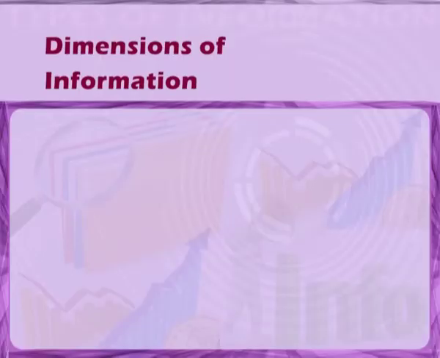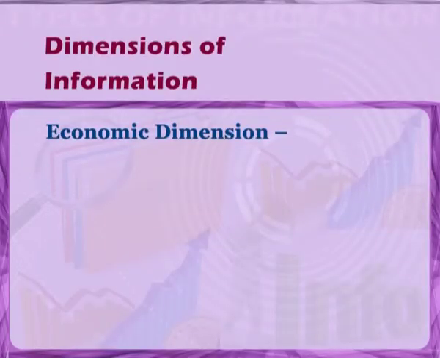Now, we are going to understand dimensions of information. There are three most common dimensions of information. One is economic dimension. Economic dimension of information refers to the cost of information and its benefits. Generation of information costs money. Measuring cost and benefit of information is difficult because of intangible characteristic of information.